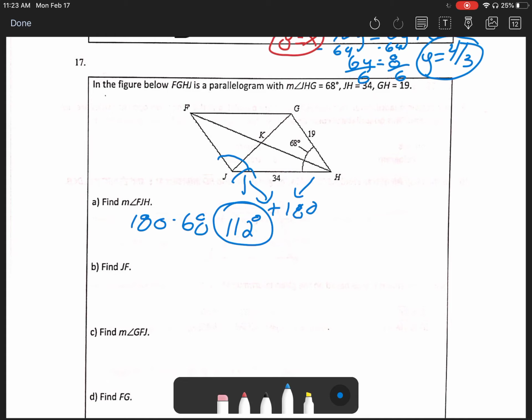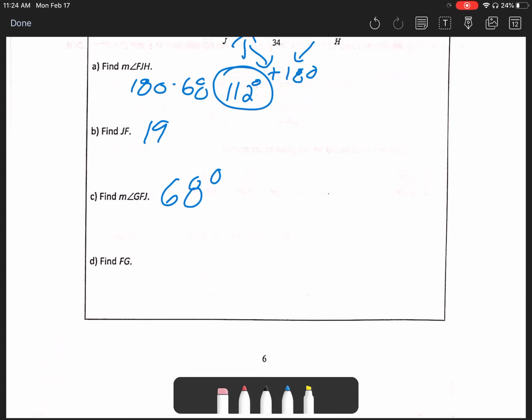Next thing is it says find JF. Well, I know opposite sides are congruent in any parallelogram. That's a property, so that's 19. JFG, well, that's this angle. Opposite angles are congruent to each other, so this also would have to be 68 degrees. And it says find FG, same reasoning, opposite sides are congruent, so FG would also have to be 34, and we don't have any units there, so we don't have to worry about that.